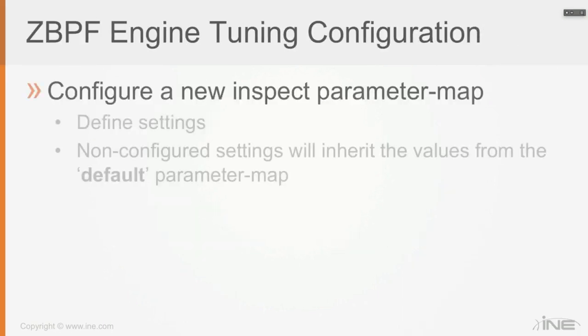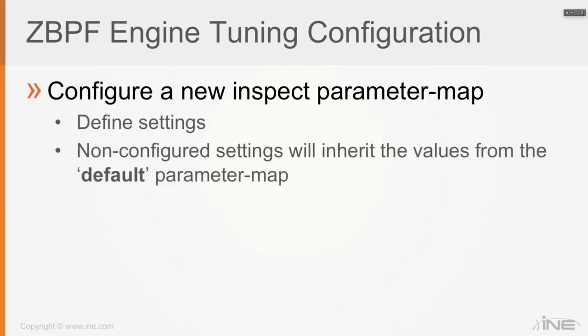Now, configuration wise, we're going to speak first of all about the inspect parameter map. We configure a new inspect parameter map. We define the settings. We change in there the connection limits, the connection timeouts, whatever we want, the alerts, the audit trails, and settings which are not configured in there. Let's say we want to change the SYN timeout but nothing else. Whatever we don't configure specifically under our own inspect parameter map is going to inherit the values from the default parameter map.